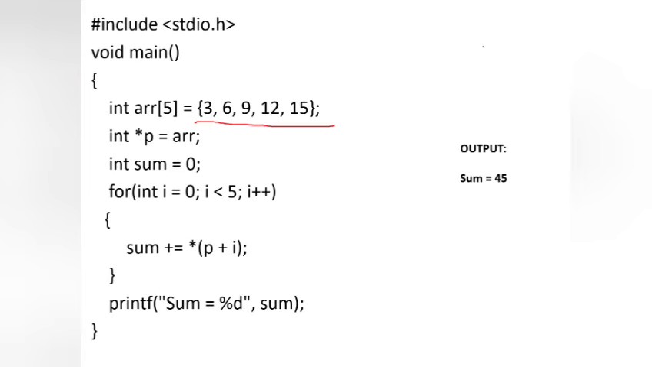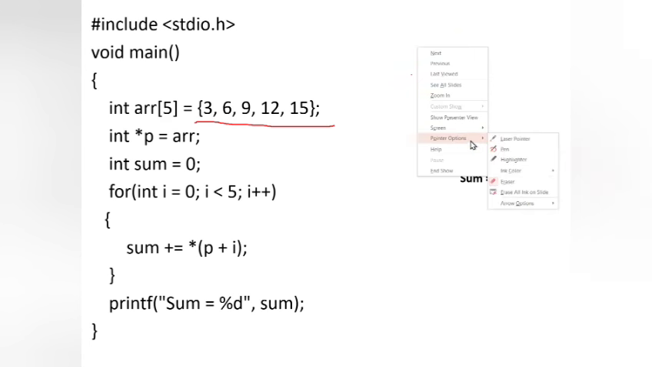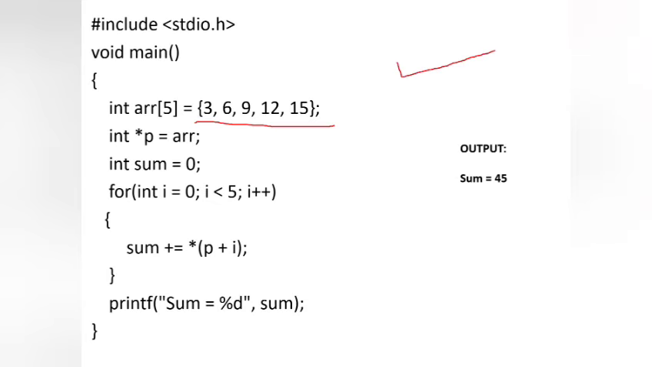Now, once you declare this array, what will happen? The array will be declared and memory addresses will be allocated. So we are having the array. Here what are the elements we have? We have 3. Next we are having 6. Next we are having 9. Next we are having 12. Next we are having 15.